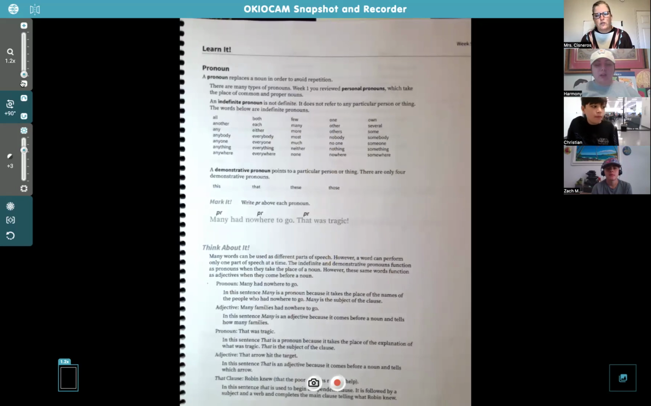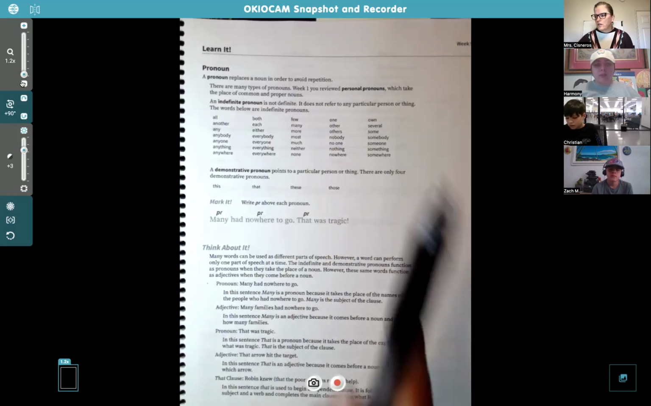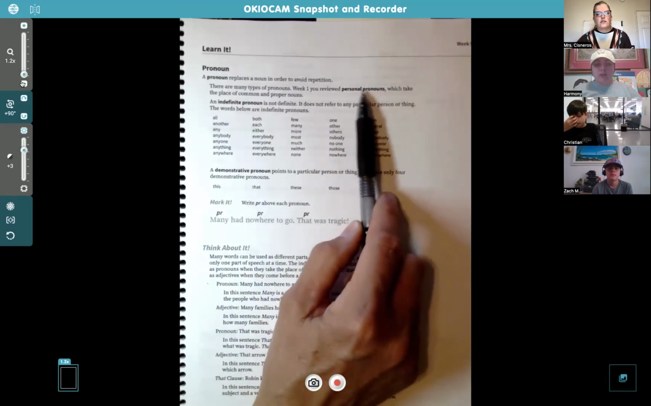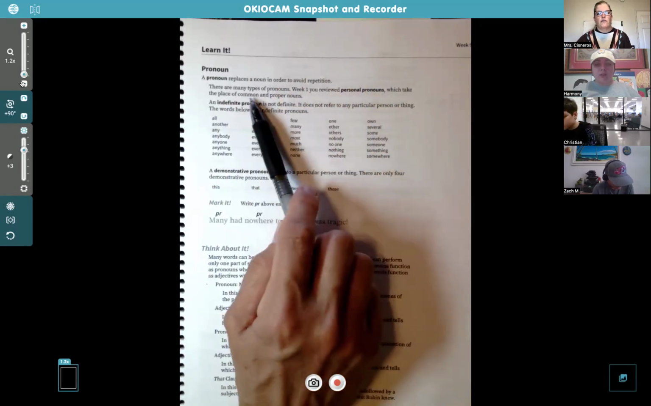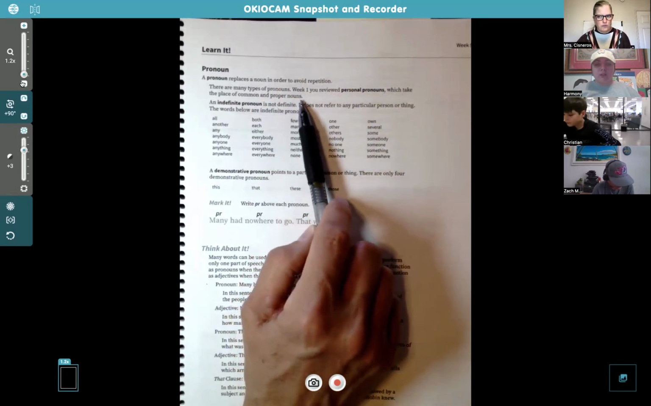We still have personal pronouns, which is he, she, it, and they and them for plural and things like that. Those are still pronouns. But today we're going to talk about two other types of pronouns. So in English, there's three types of pronouns. And here in the dark letters, it says personal pronouns. Those are the ones you already know. They take the place of common and proper nouns.